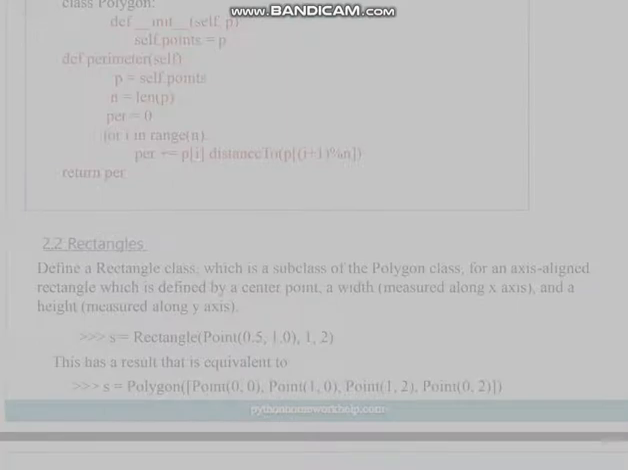Class Polygon, def __init__(self, p): self.points = p. def perimeter(self): p = self.points, n = len(p), per = 0, for i in range(n): per += p[i].distance_to(p[(i + 1) % n]), return per.